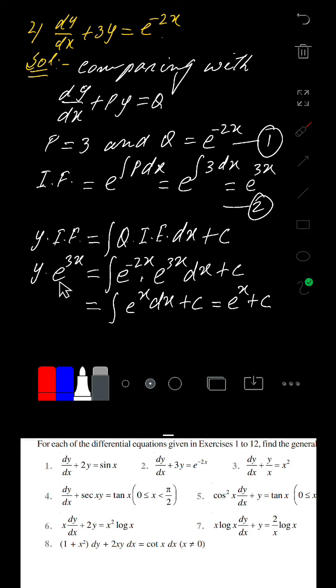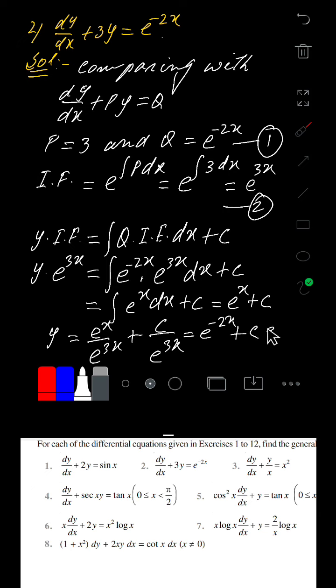Now transposing e raised to the power 3x to right hand side, we have y is equal to e raised to the power x upon e raised to the power 3x plus c upon e raised to the power 3x, or e raised to the power x upon e raised to the power 3x, it becomes e raised to the power minus 2x plus c, and 1 upon e raised to the power 3x may be written as e raised to the power minus 3x in the numerator.